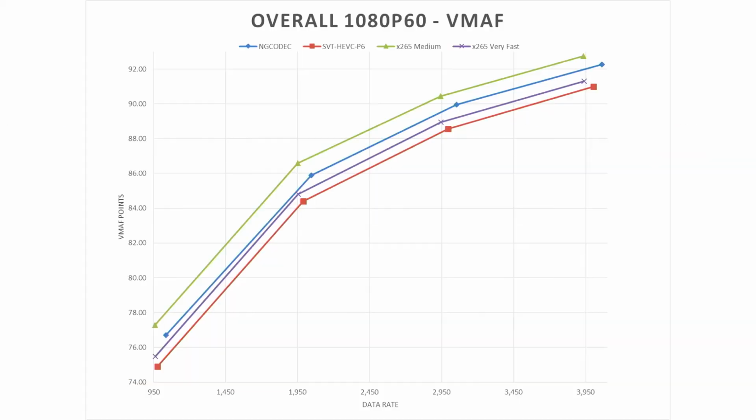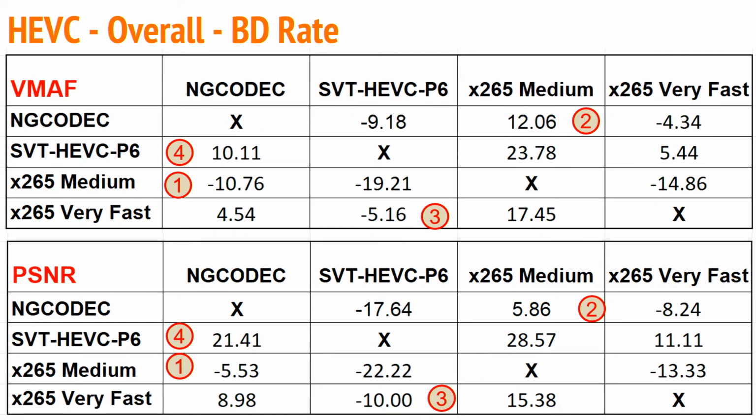And then here's the BD-rate functions, and here's overall numbers. Again, it may not be accessible, but it's clearly the quality leader. NGCodec does a really nice job. x265 very fast is here, and SVT-HEVC is there with preset 6. So 1, 2, 3, 4, and 1 is the same, 2 is the same, 3 is the same, 4 is the same. Same result, both metrics.